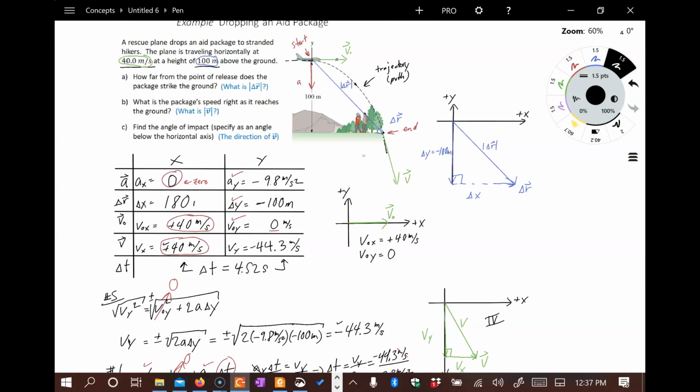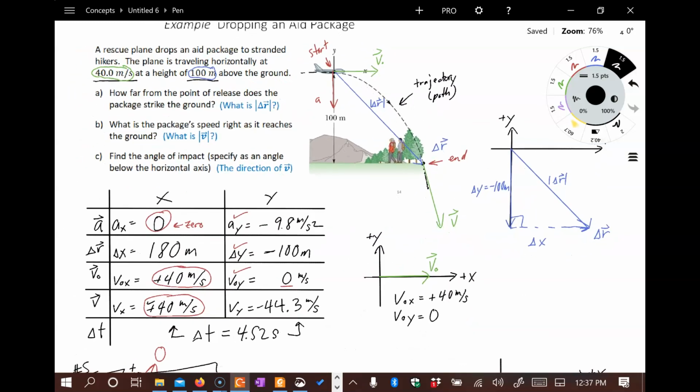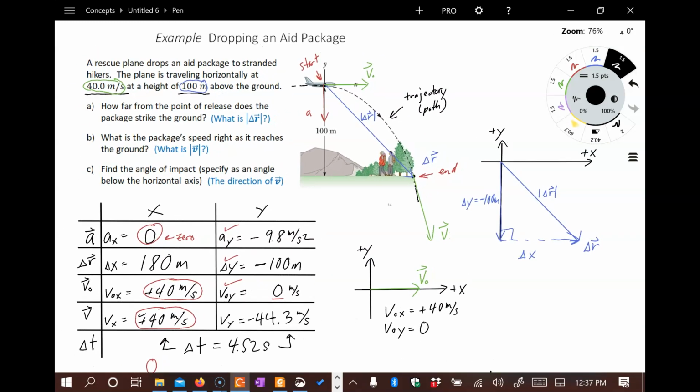And we have just filled out the table. We can now answer all of these questions here in the problem. So let's clean this up a little bit. Part A asks, what is delta r? Let's use the vector of delta r to figure it out.